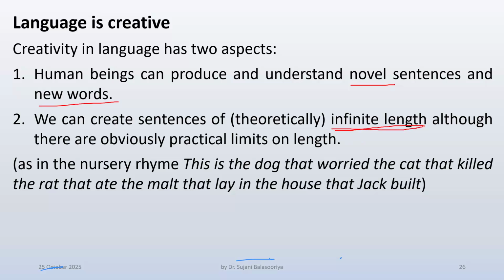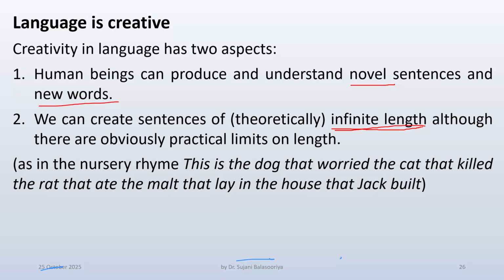Infinite length means the length of our sentences is not limited. Because according to the meaning we want to convey, we can attach so many phrases, so many clauses, and expand our sentences. There is no limit, right? Unlimitedly, we can attach phrases and clauses and lengthen the sentences. So that is another aspect of creativity. We can do it theoretically, but practically we don't do so, because then it will be really difficult for our listeners to understand us. But theoretically, we can lengthen our sentences.